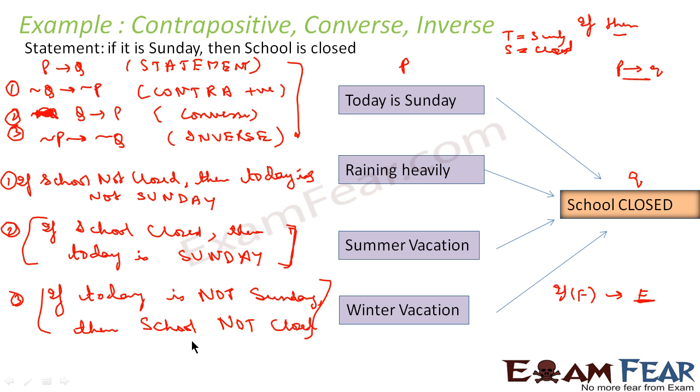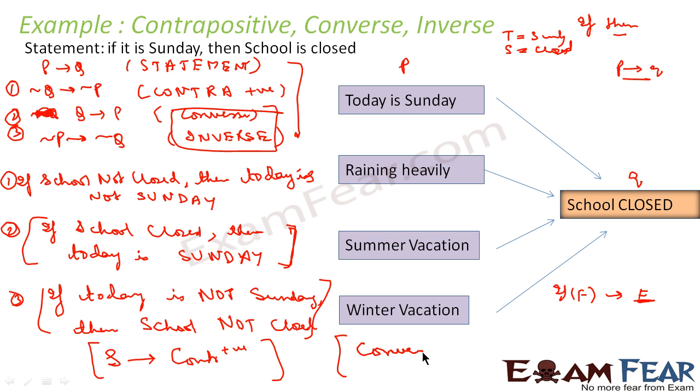So what we have seen is that if the statement is true, then the contrapositive is true. If the statement is false, the contrapositive is false. So the statement and contrapositive are the same thing, but the statement and the converse and inverse are not the same. But the converse and inverse are the same actually. We can show that also if you want.